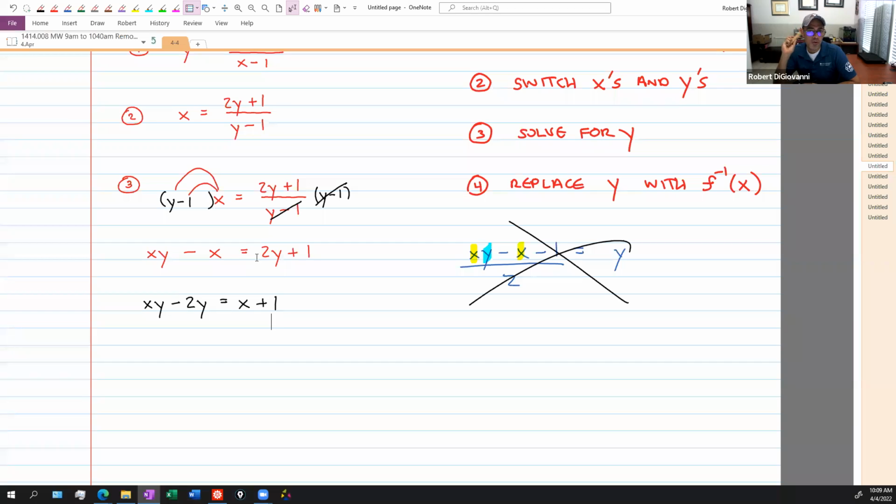What do both of these terms on the left have in them? You can factor out a y, can't you? I can pull a y out, and be left with x minus 2. On this side, x plus 1.